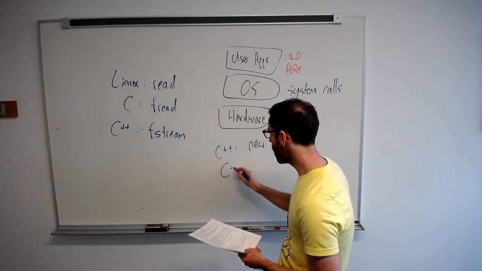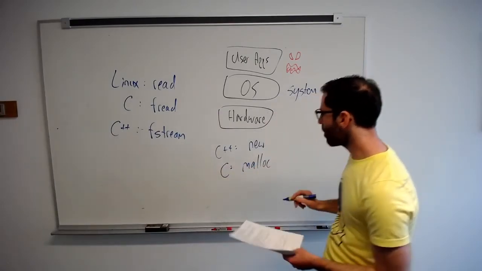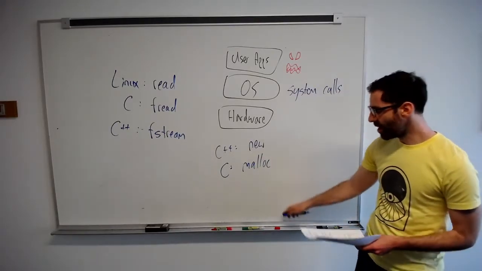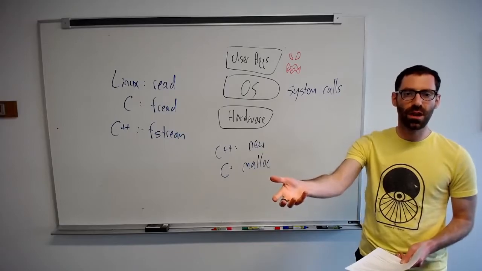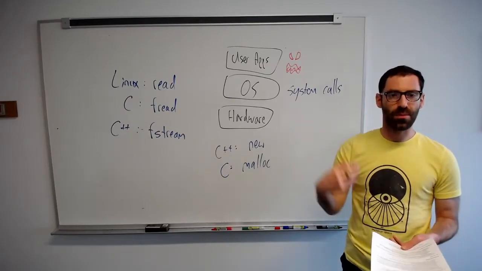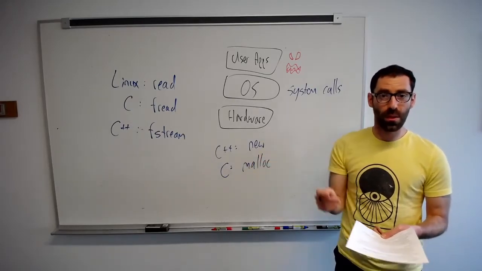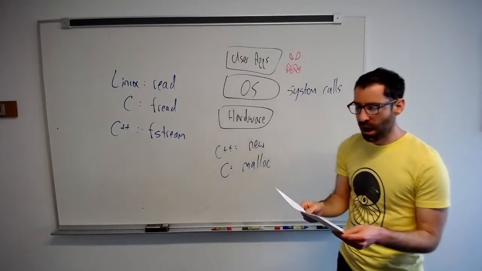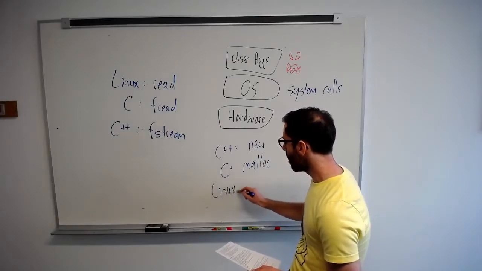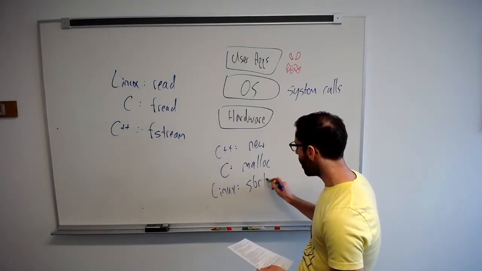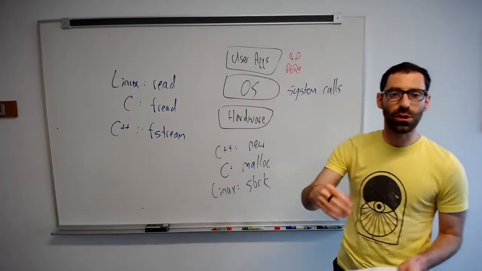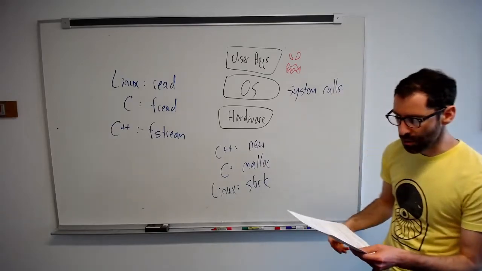C has the malloc function, the memory allocation function, and this says, all right, here's how many bytes of memory I want you to give me, and the operating system hands back a memory address where those bytes are located in the computer's memory. And for both of these, the Linux system call underneath is something called sbrk, which adjusts how much memory a particular program has access to.